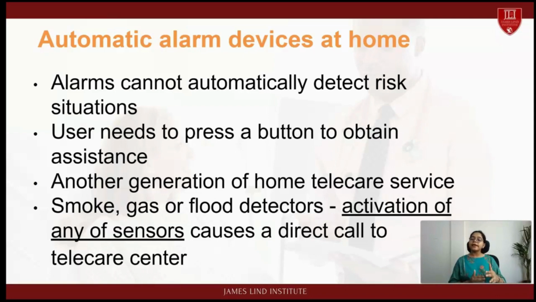So basically, this is the second generation of home telecare service. Previously we had the first generation of telecare service. Now this is the second generation of home telecare service. These detectors automatically detect smoke, gas, or water leakage within the home. It works on a sensor system and activates a sensor that causes a direct alert message or a direct call to the telecare center team.